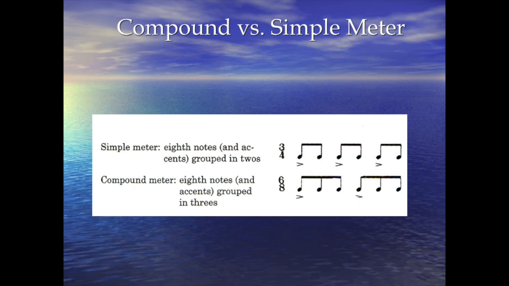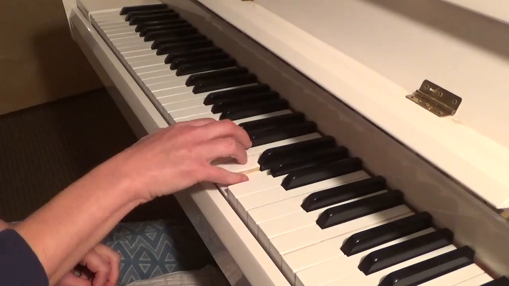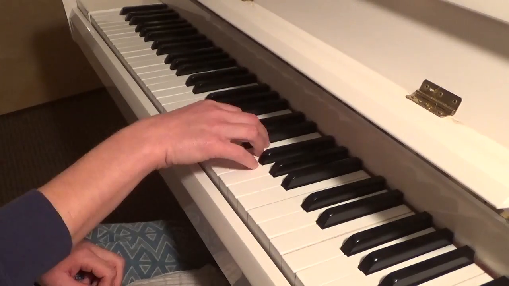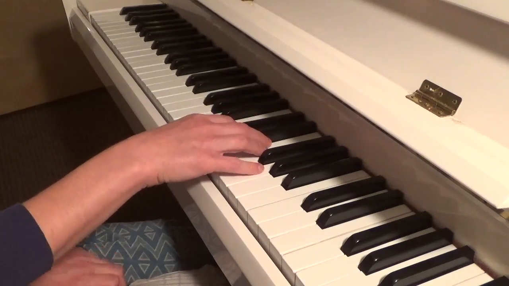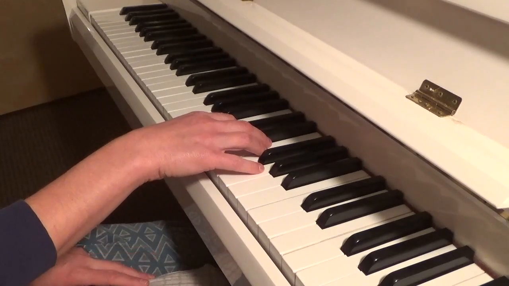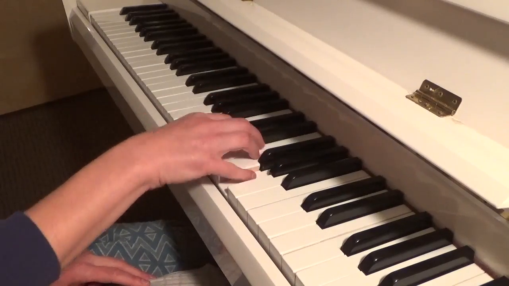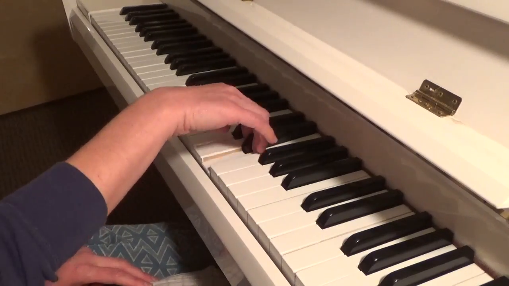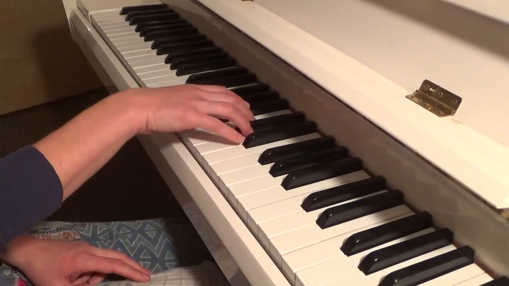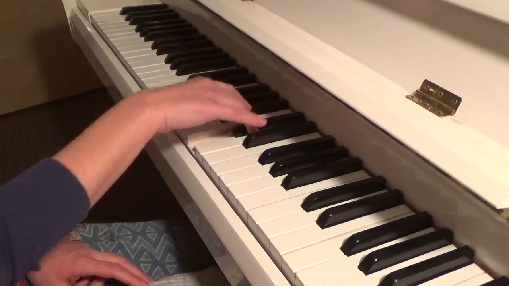Now in compound meter, we subdivide each beat into three. So you're given an example of 6/8 time where you have 1, 2, 3, 4, 5, 6. You can also count it 1 and 2 and, and it's still six eighth notes, 1, 2, 3, 4, 5, 6, but there are only two beats that subdivide into three. 1 and 2 and, 1 and 2 and.